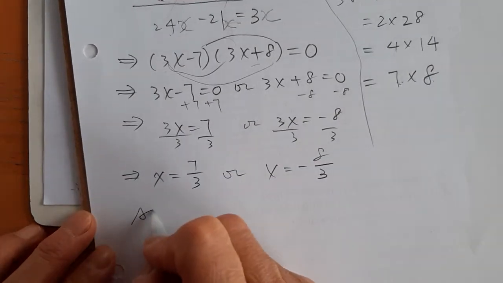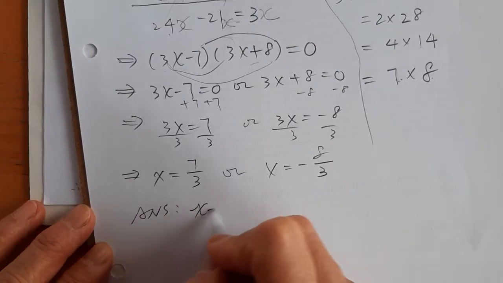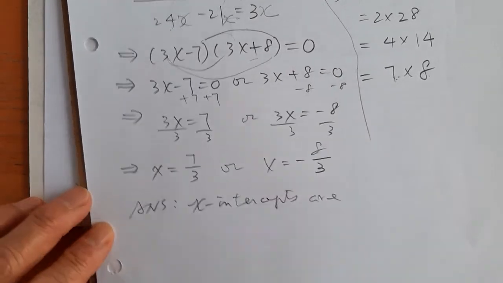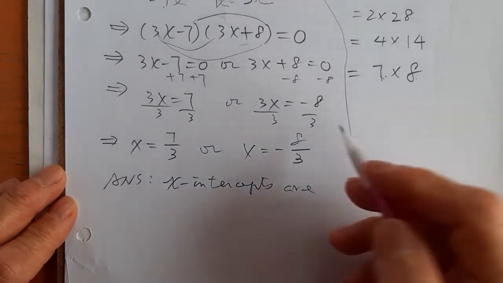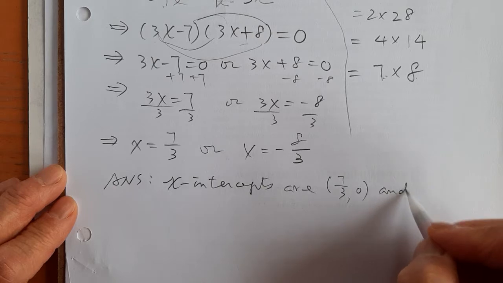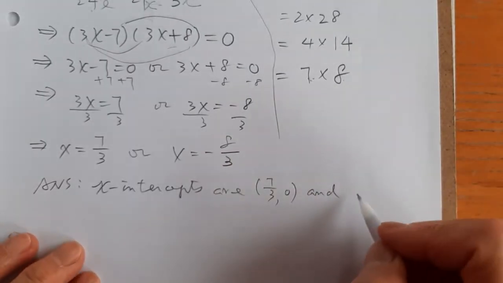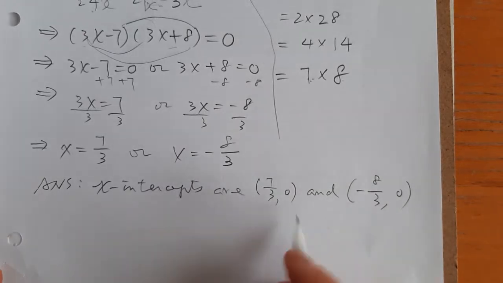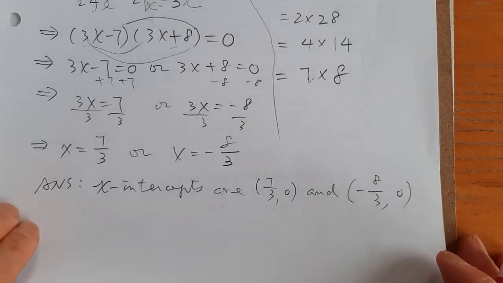So then you answer: the x-intercepts are the first point, x coordinate is 7 over 3, y coordinate 0. And the second x-intercept, x coordinate negative 8 over 3, y coordinate is 0. The two points are the x-intercepts.